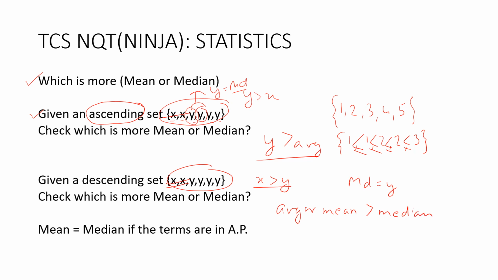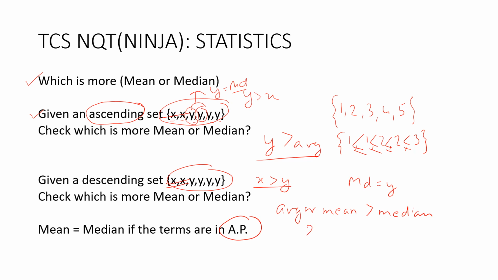So at the moment, we could not establish which is going to be more and which is going to be less, whether it's the mean or the median. In general, you cannot comment on which is more, mean or median, because in one case it was the mean, and in the other case it was the median. But if, let's say, my terms are in an arithmetic progression.